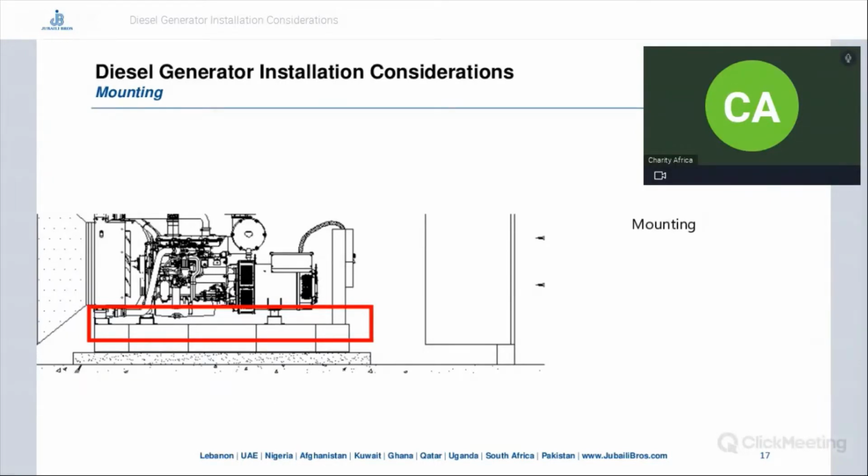The mounting. Here you can see an anti-vibration mounting between the base frame and the genset. So on the next slide, we will be discussing the two types of the mounting system.